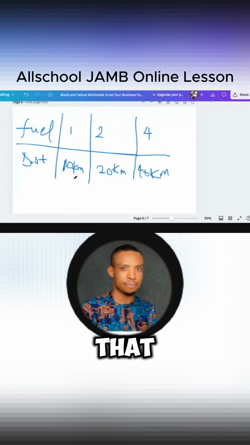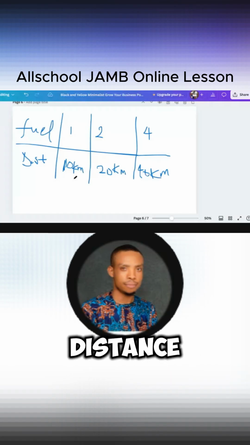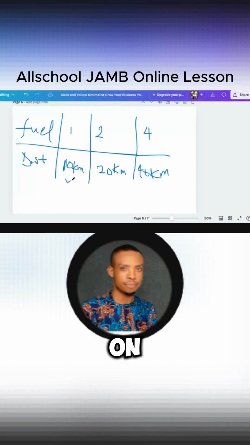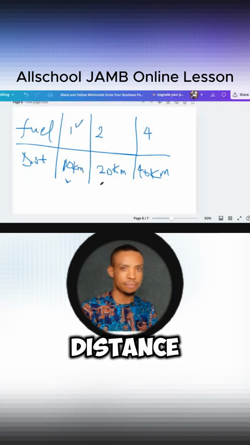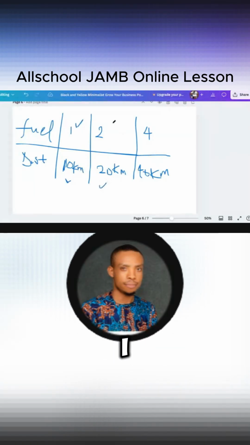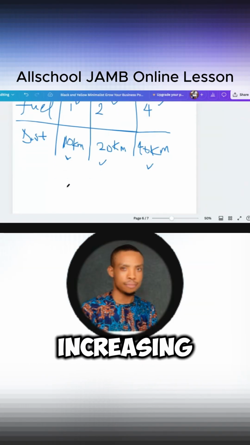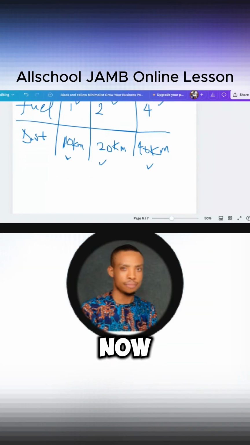So if I know that as the distance is increasing, the first one I traveled on 10 kilometers was using 1 liter of fuel. I increase the distance to 20 kilometers, I will need 2 liters. The distance increases to 40, I will need 4 liters. So you see that as one quantity is increasing, the other one is also increasing. Do we understand now?